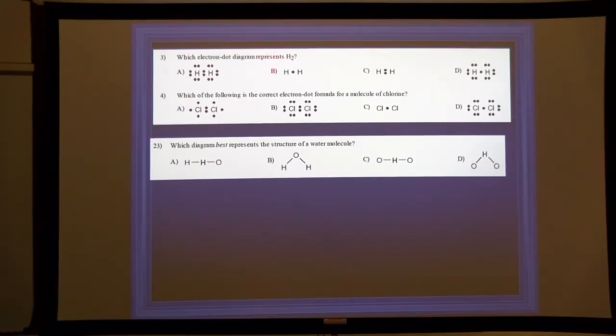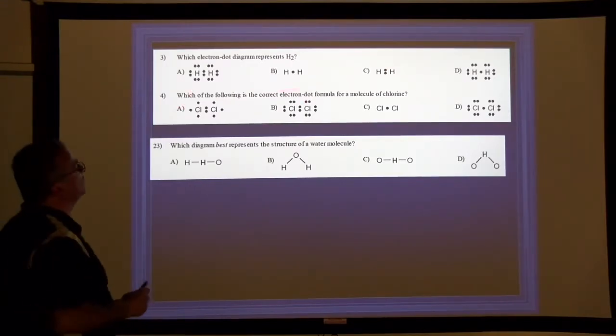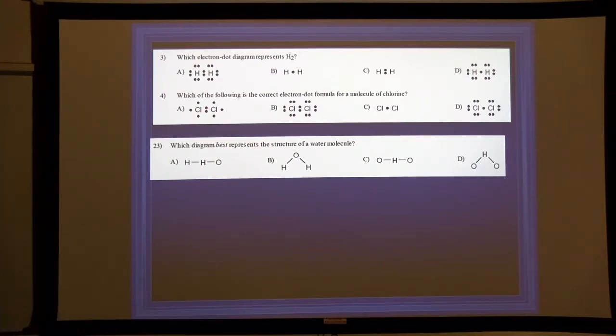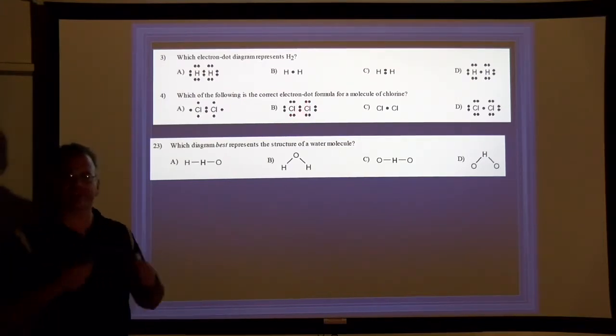And then you're going to get simple questions like these here. Which electron dot diagram represents H2? Okay, give me a vote. Choice 3 is correct. Very good. See, sometimes they don't have to draw a line for the bonding electrons, they just put them next to each other. Which electron dot diagram is correct for chlorine? Choice 2 is correct. They didn't draw the line, they put the pairs right next to each other.